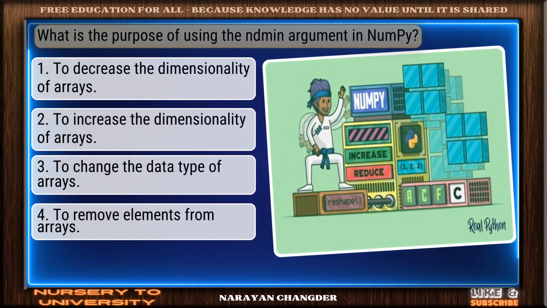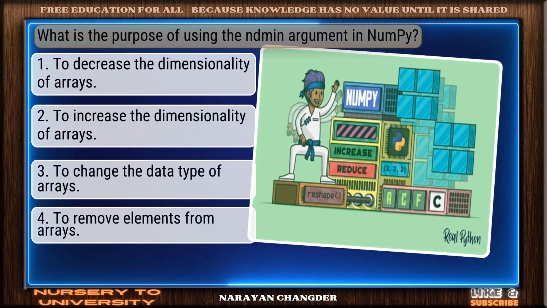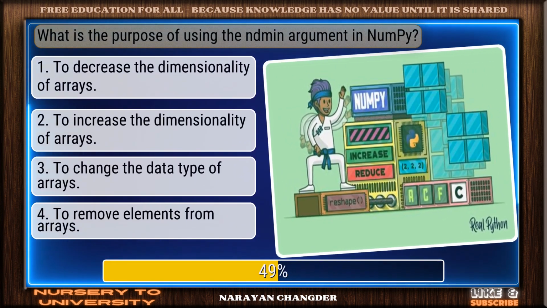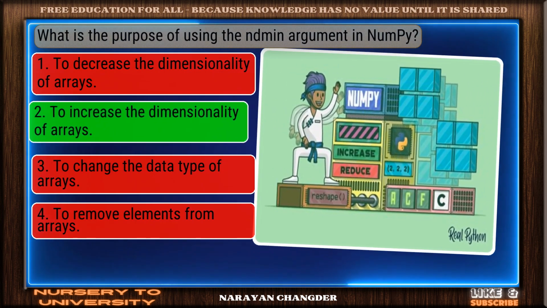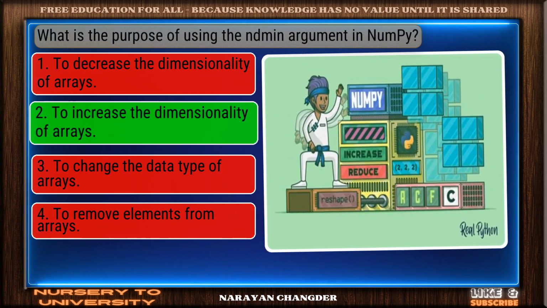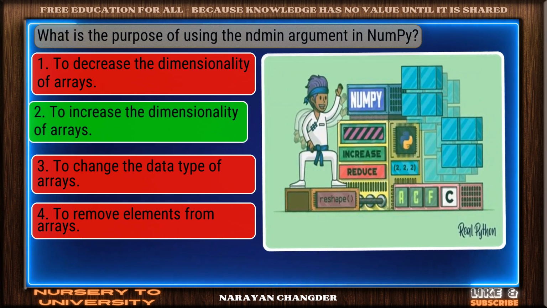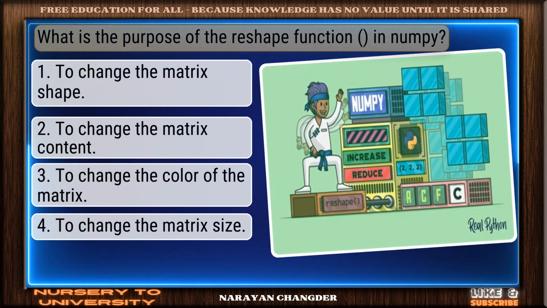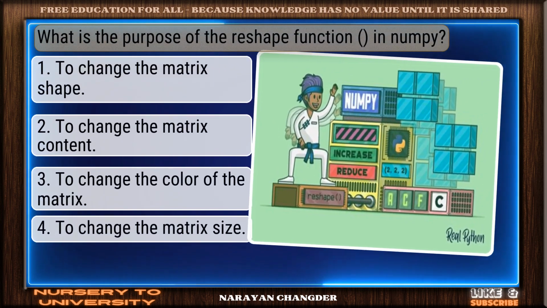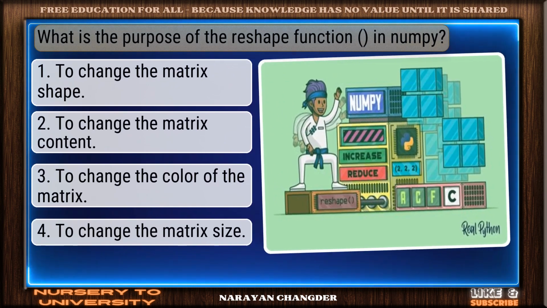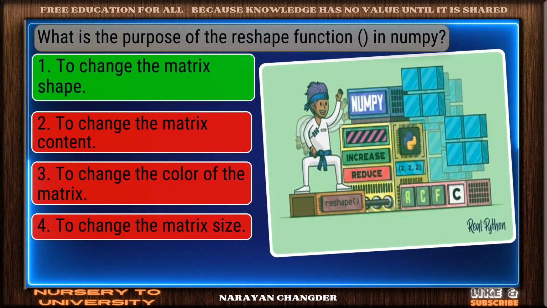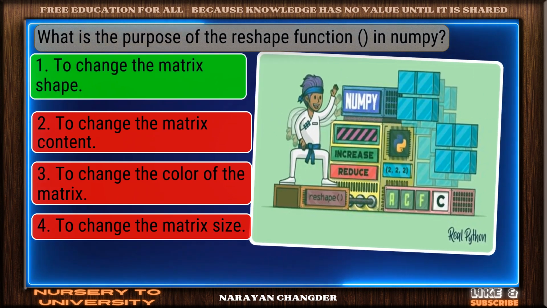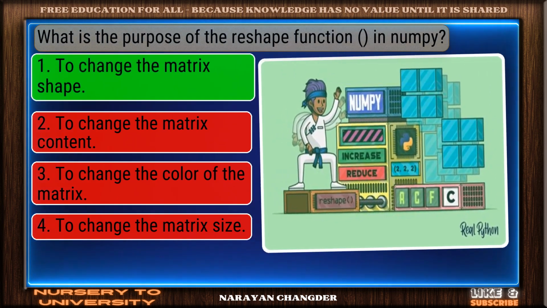Question number 9. What is the purpose of using the ndmin argument in Numpy? Excellent. To increase the dimensionality of arrays is a brilliant choice. Question number 10. What is the purpose of the reshape function in Numpy? Well picked. To change the matrix shape is the correct answer.